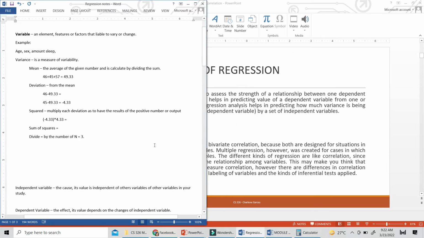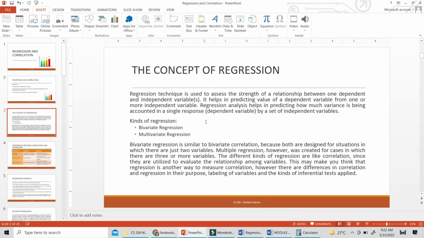Anyway, this is not really going to be in the exam. I just want to explain how to get the variance, because variance is really what makes the regression analysis. In order for you to understand what a regression analysis really is, it helps in analyzing how much of the variance is being accounted for in a single response.